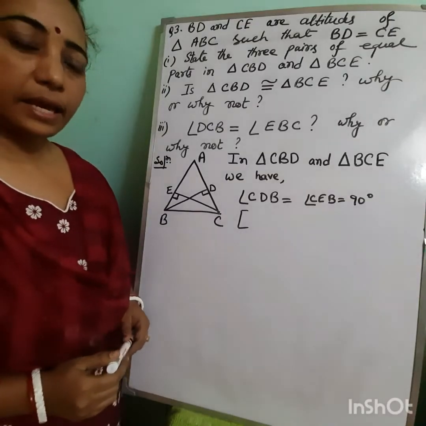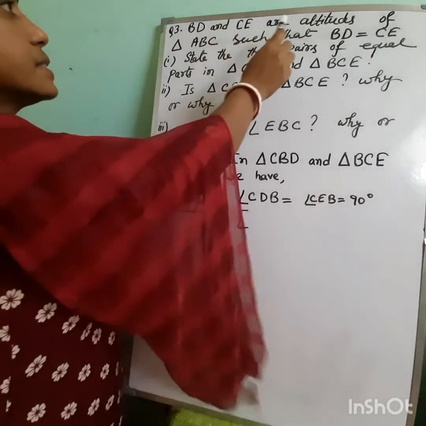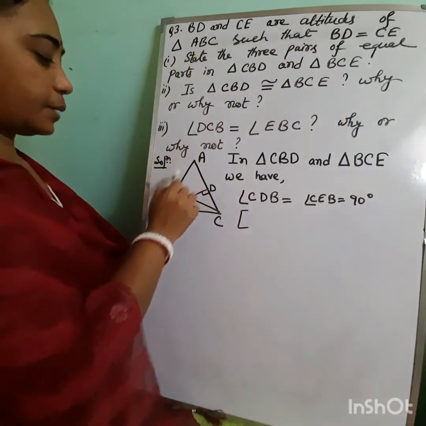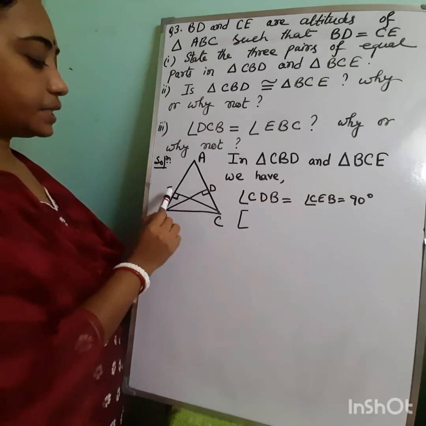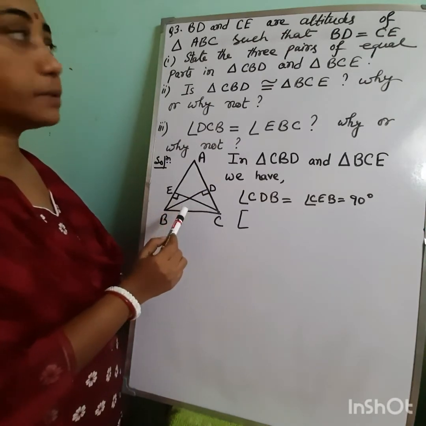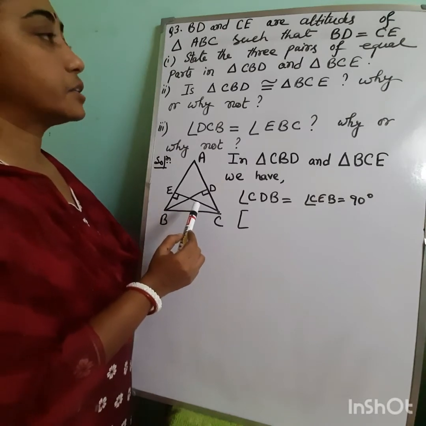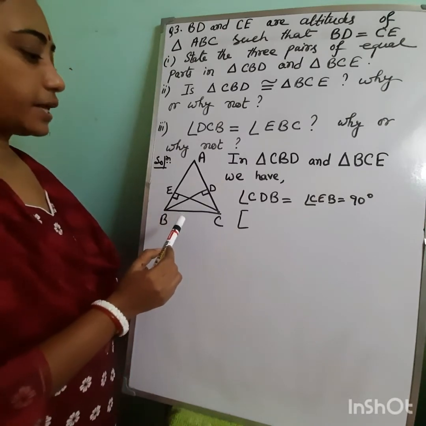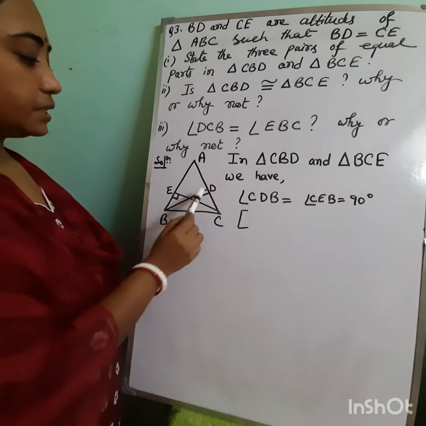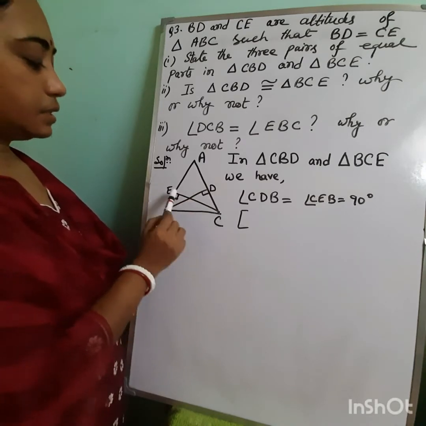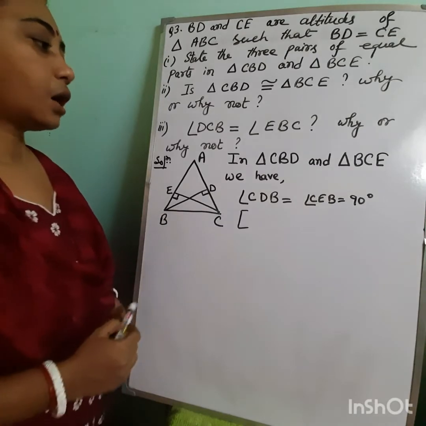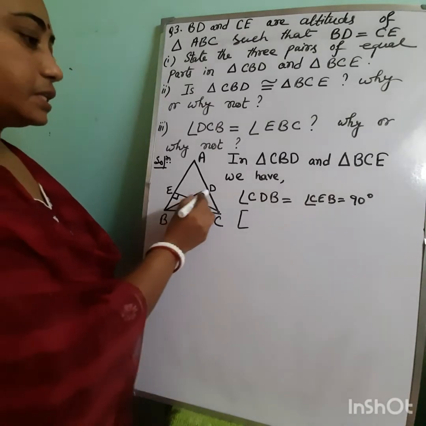Now let us see another example. BD and CE are altitudes of triangle ABC. Here BD is the altitude and CE is the altitude, such that BD is equal to CE. It is given. Then state the three pairs of equal parts in triangle CBD and triangle BCE. These two triangles.